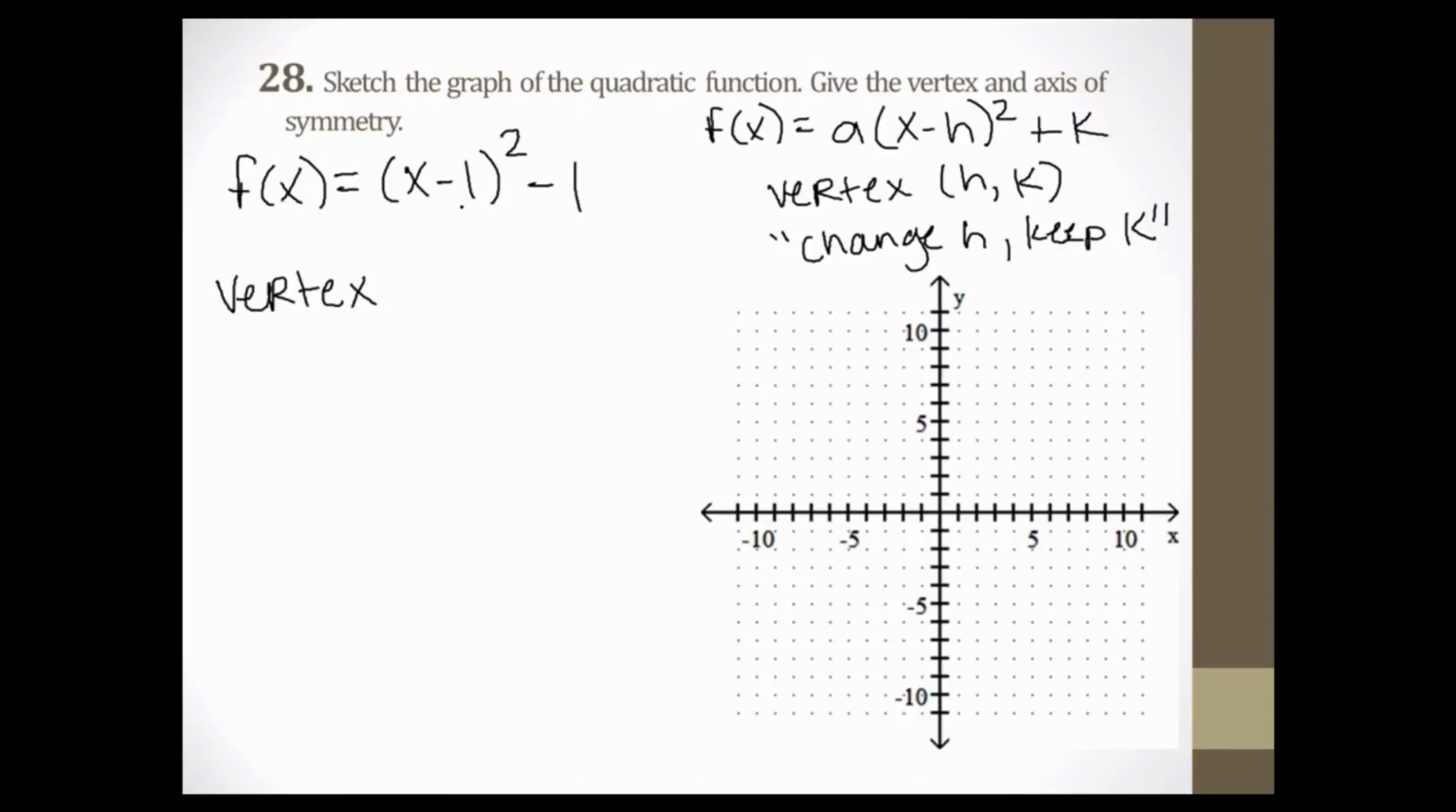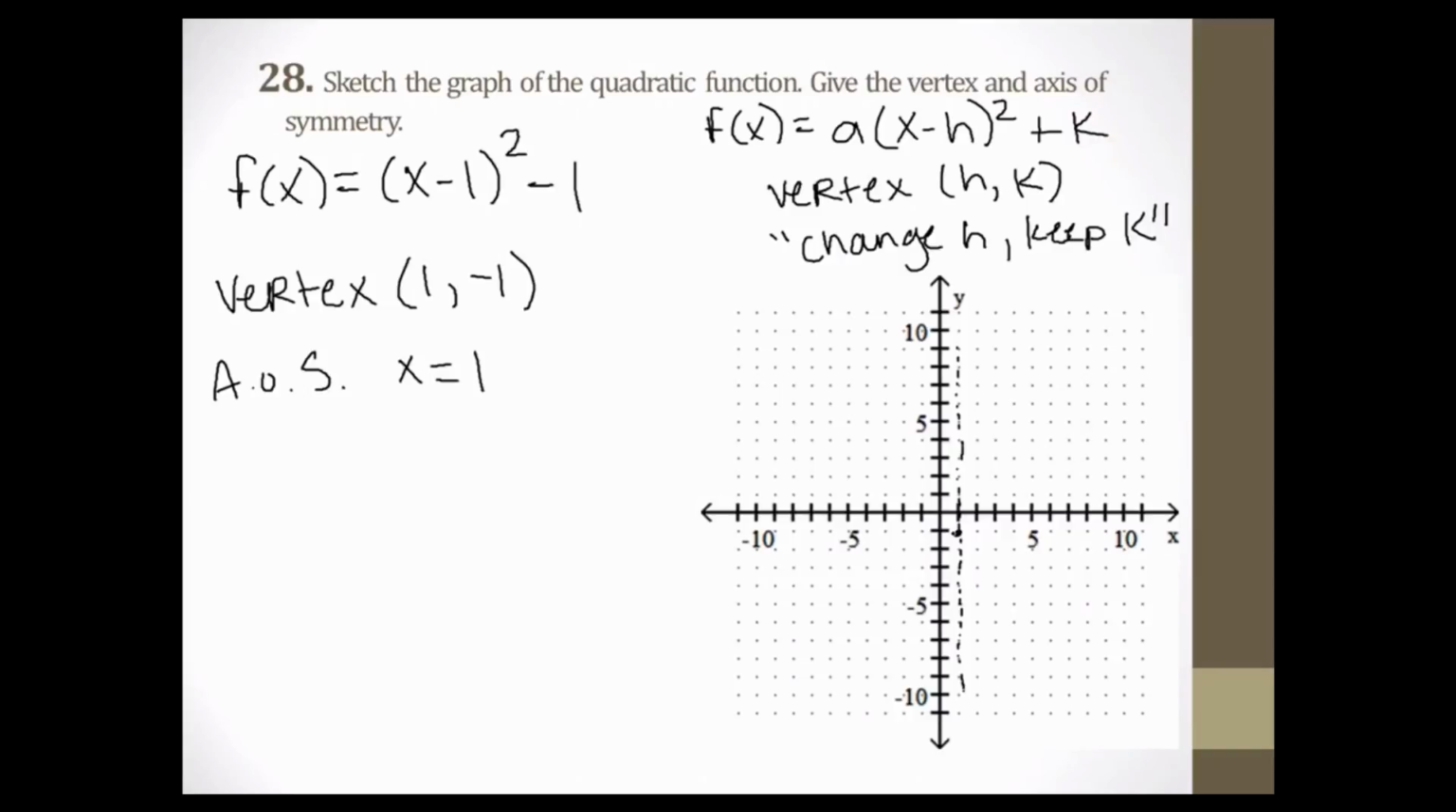So for this problem, you can see your h here would be 1. So you change the sign, you see minus 1, but we want to take positive 1 and keep the sign of k. So it'll be 1 comma negative 1. Change the h, keep the k. So that's your vertex. Then the axis of symmetry is going to be x equals the x value of your vertex, which would be 1. So let's plot the vertex, 1, negative 1. Your axis of symmetry, see if I can draw a straight line. Oh, this is hard. That's your axis of symmetry. Now let's sketch the graph.